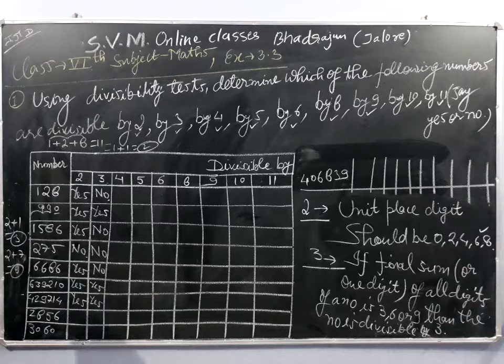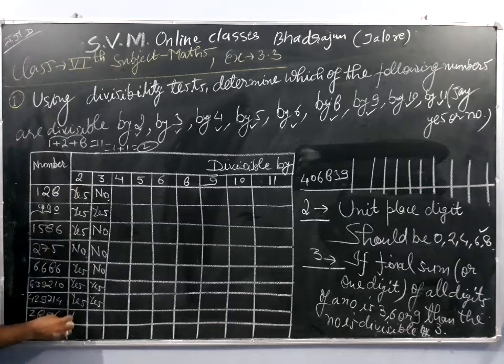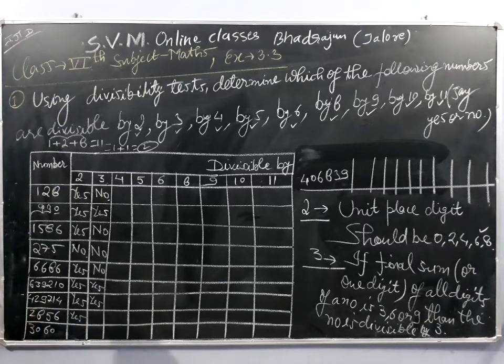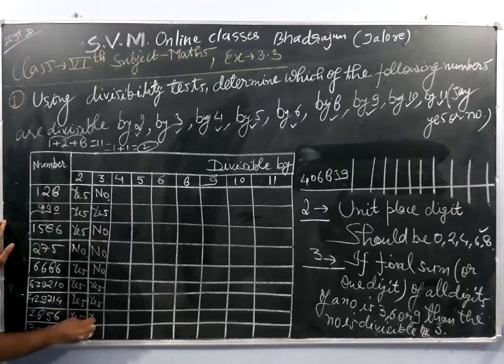Okay, next one is 2856. So here we are seeing in 2856 we are getting 6 as unit place digit, hence the number is divisible by 2. So our response is yes. Let's add all the digits for checking whether this number is divisible by 3 or not. 8 plus 2 is 10, 10 plus 5 is 15, 15 plus 6 is 21, 21, 2 plus 1 is 3, hence the number is divisible by 3 also. So our response is yes.